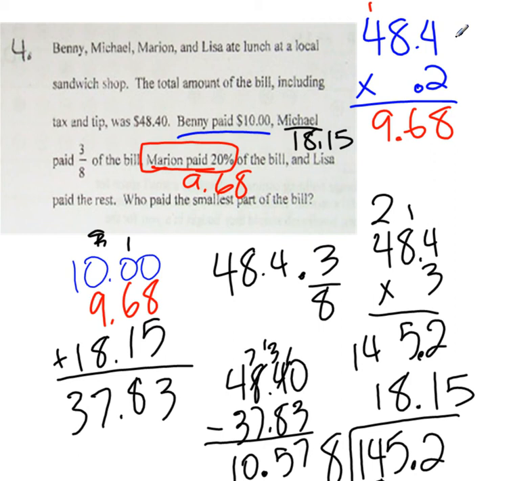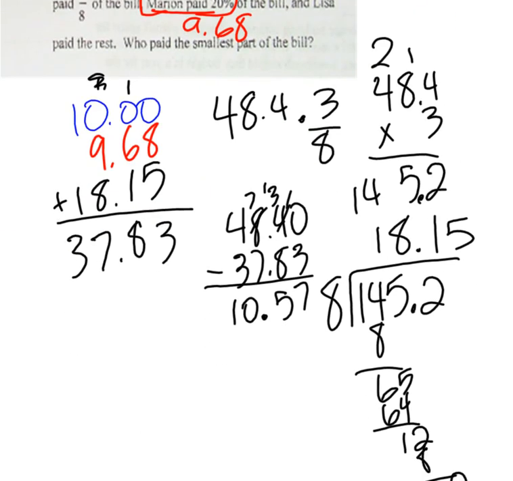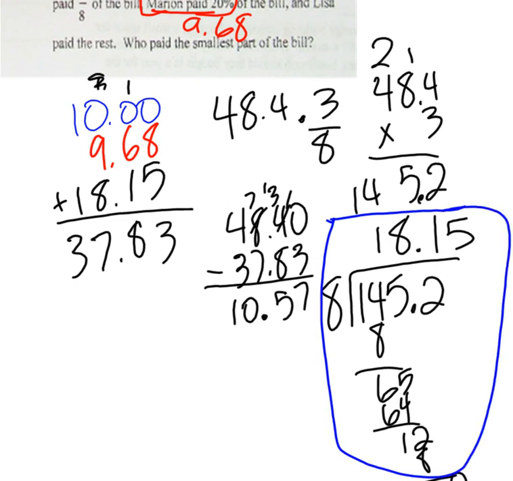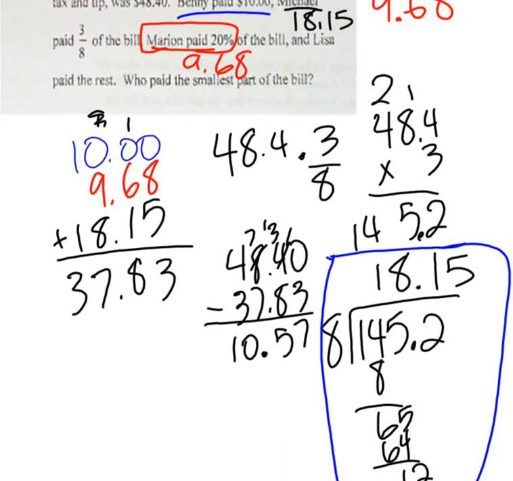Okay. To get what Michael paid, there are 2 ways you can do this. One way is to turn 3/8 into a decimal, which is 0.375, and then multiply that times 48.4. The other way is you can actually work it out by multiplying the fractions. So we take 48.4 times 3, which gives us 145.2. And then we divide that by 8. And that gives us all this mess right here. So that gives us how much Michael paid.